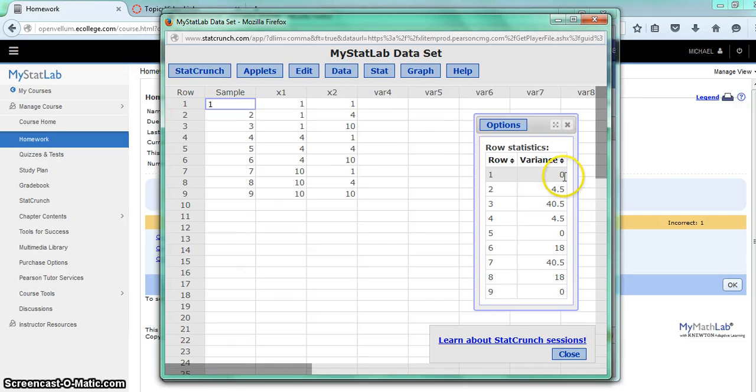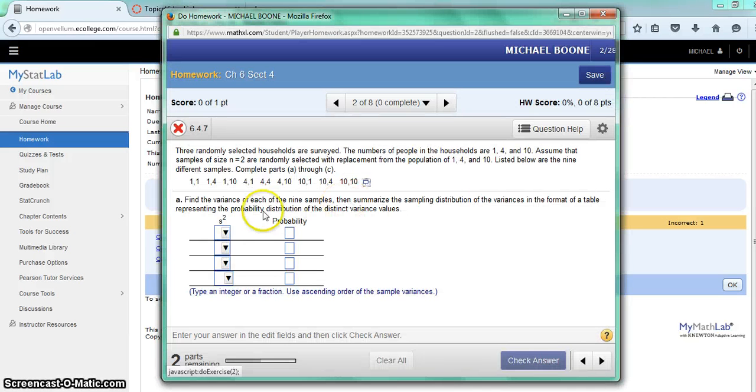So the first one has a variance of 0 like we thought, it's 1 and 1. Then that one is 4.5, then 40.5, then 4.5, then 0, then 18. So these should be the values that tell us what our variances are. So looking at the homework, not too many numbers here that we have to look at. We have a variance of 0. We have 4.5. We had an 18 from smallest to largest. Then we had a 40.5.